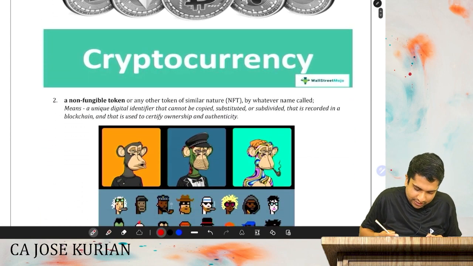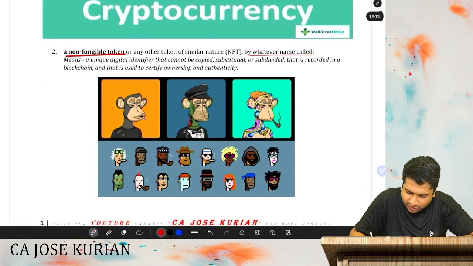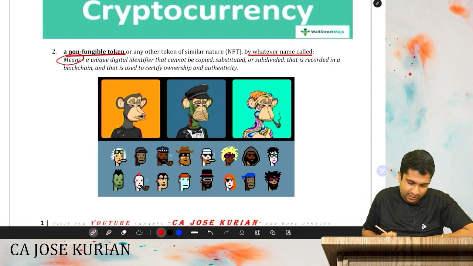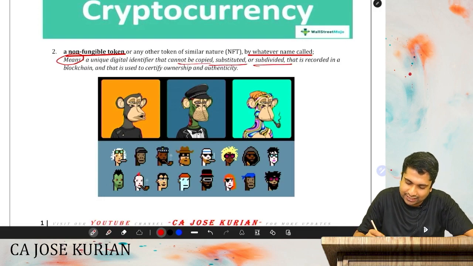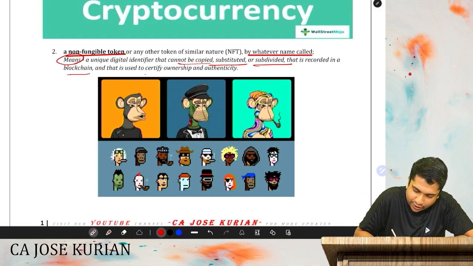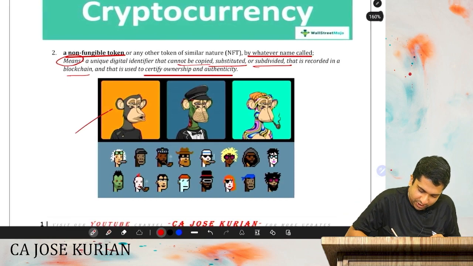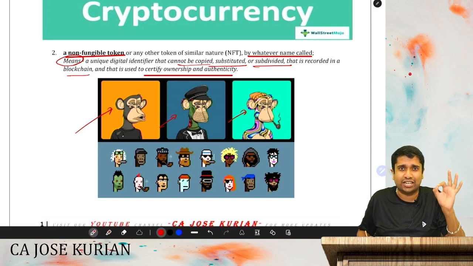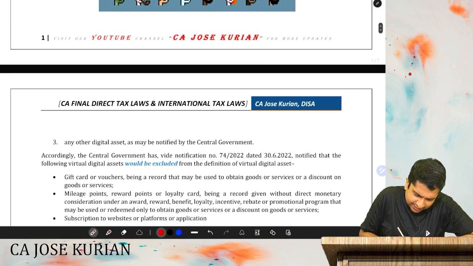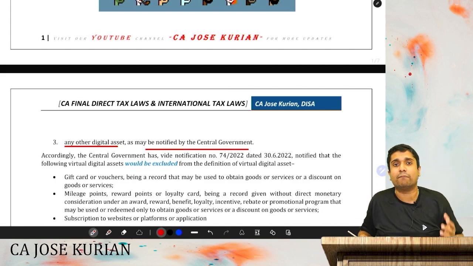Along with this, number 2, a non-fungible token or any other token of similar nature, that is NFT, by whatever name called. So friends, what do you mean by NFT? NFT means a unique digital identifier that cannot be copied, substituted or subdivided, that is recorded in a blockchain and that is used to certify ownership or authenticity. That means it's a digital art where you can enjoy the exclusive ownership. So pictures like this can be an example of NFT, non-fungible token. So that also comes under the definition of virtual digital assets. Now, or any other digital asset that may be notified by the central government. So we can say the cryptocurrencies as well as NFTs will come under the definition of virtual digital assets.